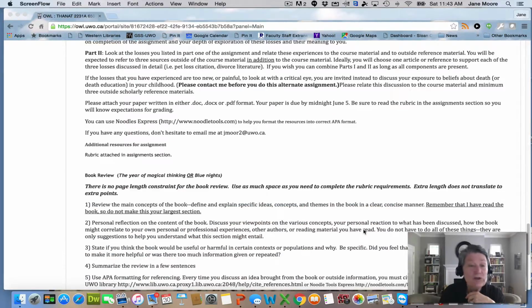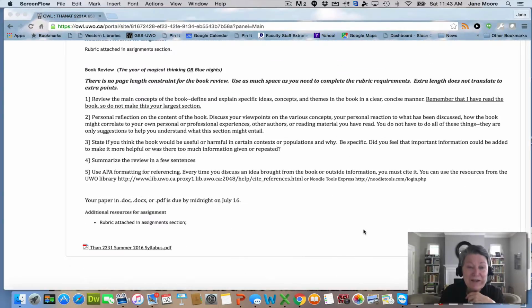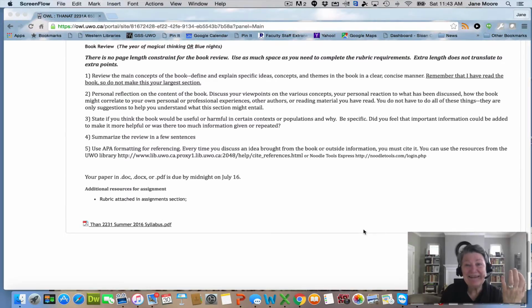The same thing is true of the book review. No page length constraint. Use as much space as you need, but extra length does not translate to extra points. You need to submit your document in either docx or PDF. If you have any questions, don't hesitate to ask.